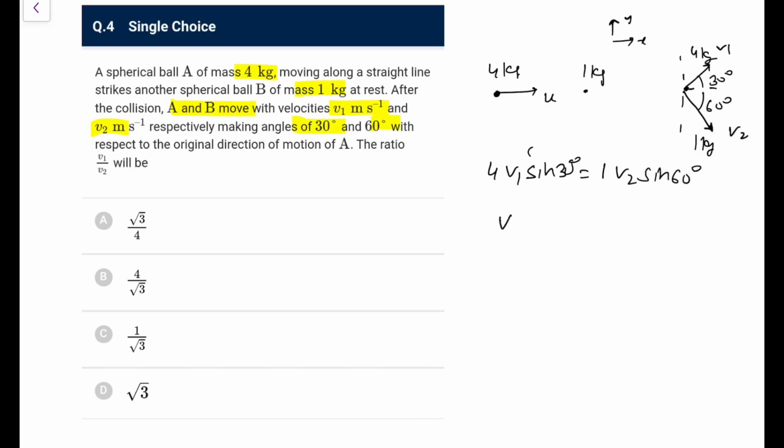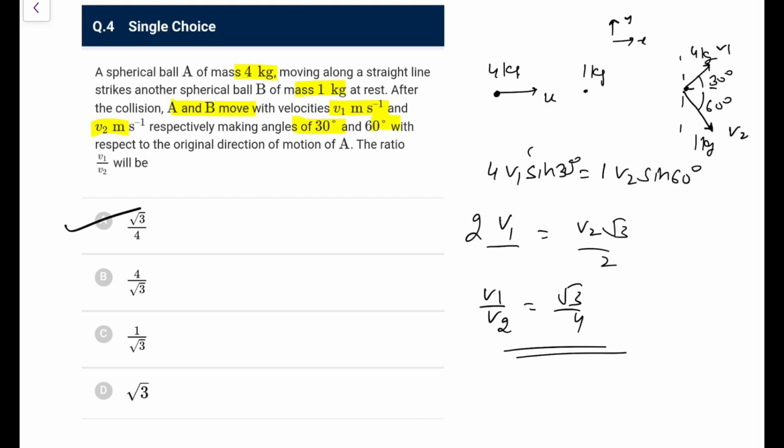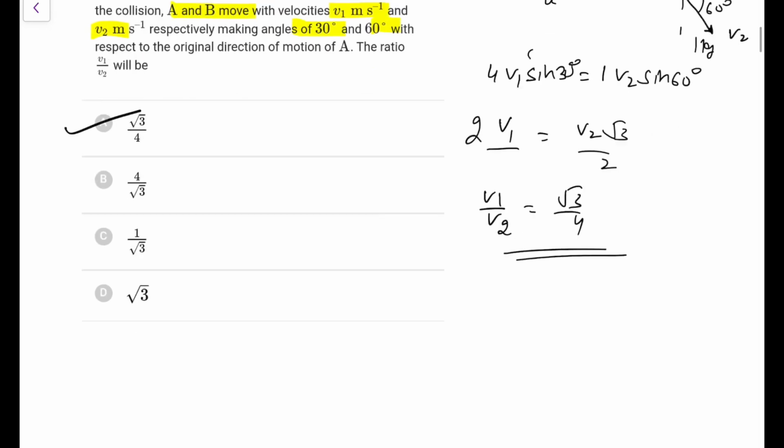So what you will have, v1 into sin 30, which is 1 by 2, is v2 into root 3 by 2. So v1 by v2, first of all, we can directly make it root 3 by 4. We can get this from this equation only. Go for option A, taking momentum along y to be 0.